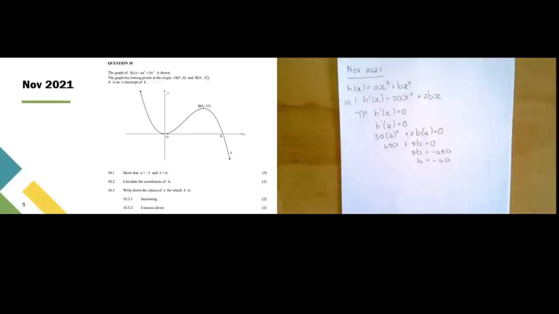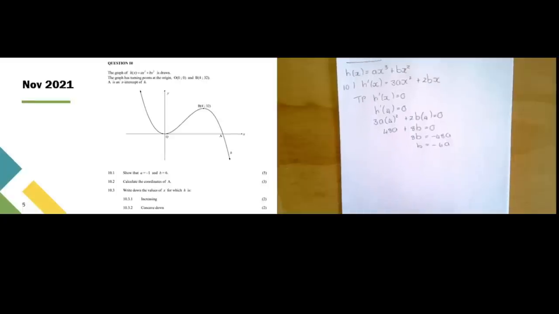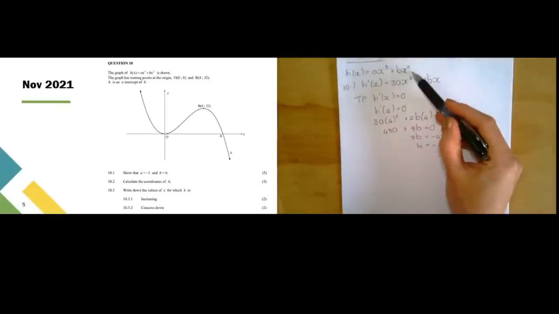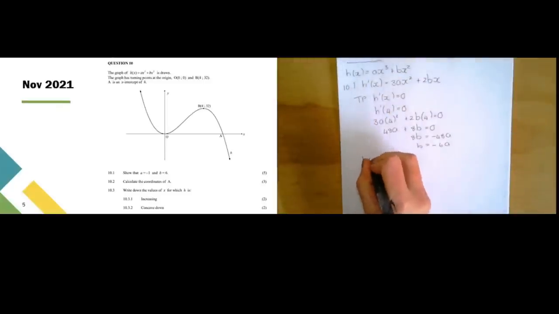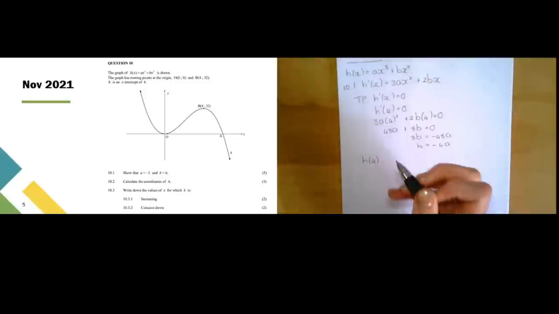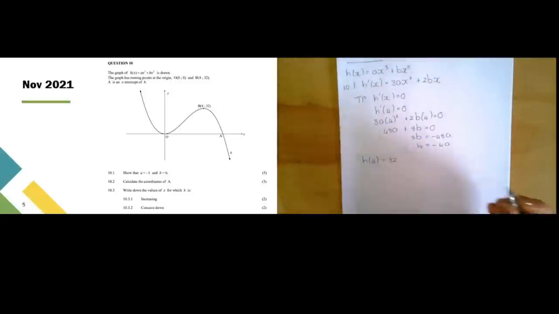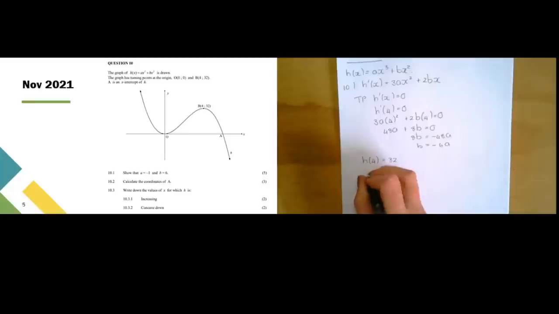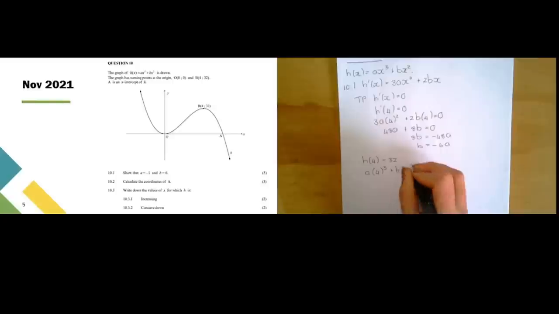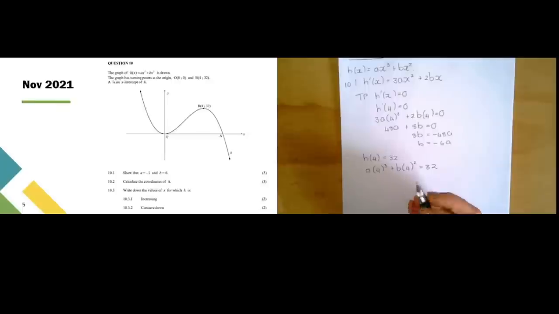What else do I have on my graph? This coordinate of (4;32), it's not just the turning point, it's also a coordinate on the function. So I know it belongs to h(x) as well. So if I substitute 4 into my original graph, I must get an answer of 32. So let's go do that. a times 4 to the power of 3 plus b times 4 squared must give me an answer of 32. If I simplify, 64a plus 16b is equal to 32.